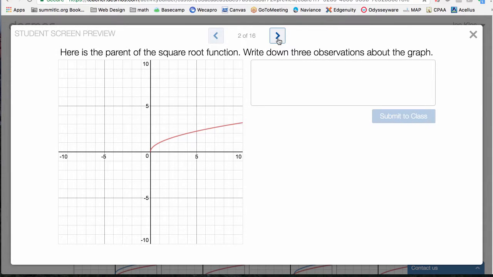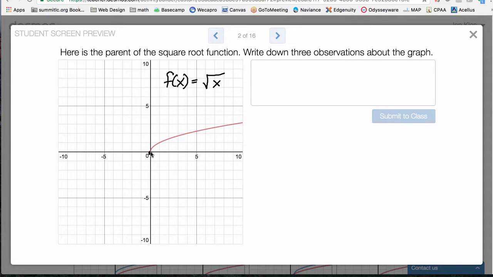So here's the parent of the square root function. When I say parent, I mean it's the very most basic, simplest function ever. This is actually the function, let me write it down here, f of x equals the square root of x. And I just want you to write down some observations about the graph. What makes it look different? What helps it stand out?